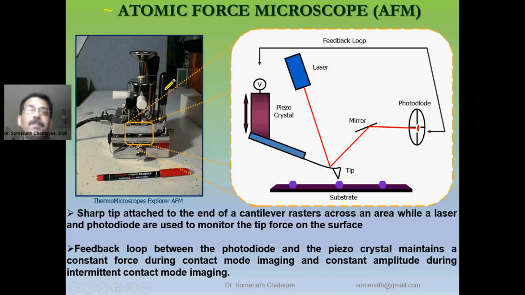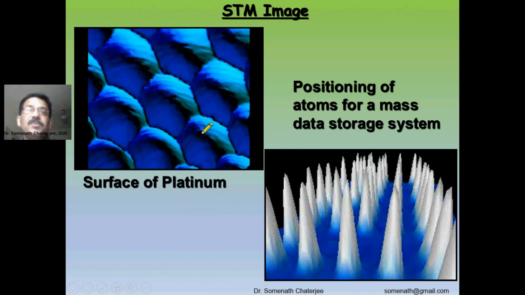Just you see the platinum, this is the surface of platinum. The atoms are oriented in a crystalline manner. But in the case of STM, the limitation of STM is that the sample should be conducting in nature. And here we are basically seeing the data storage system.